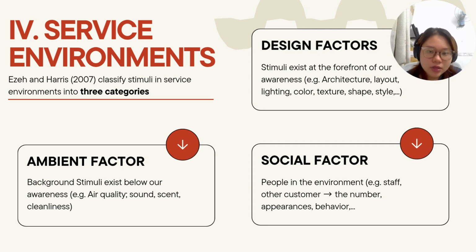So in the next segment, we'll see how vision actually shapes and affects the service environment of companies. In this part, Bitner and Harris have classified the stimuli in service environments into three categories. The first category is ambient factors, which are background elements like temperature and the scent of the service environment. The second is the design factors, which are the visual, structural elements like layout, color, and lighting. And lastly, the social factors, which are the people present in the service environment, like the staff and other customers.